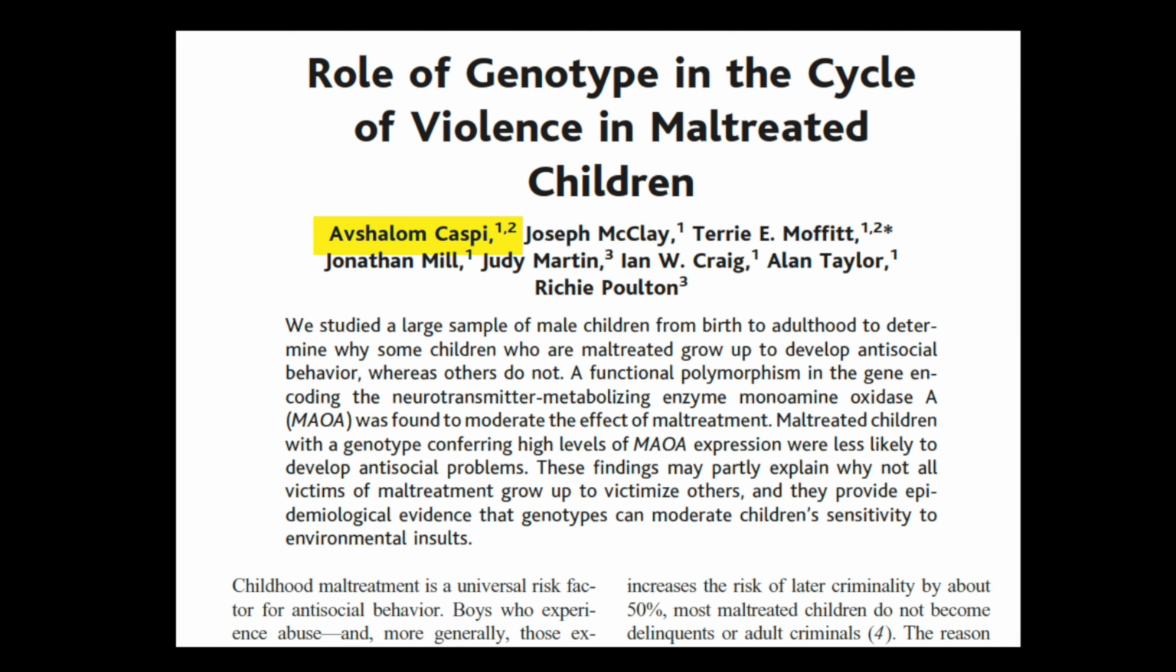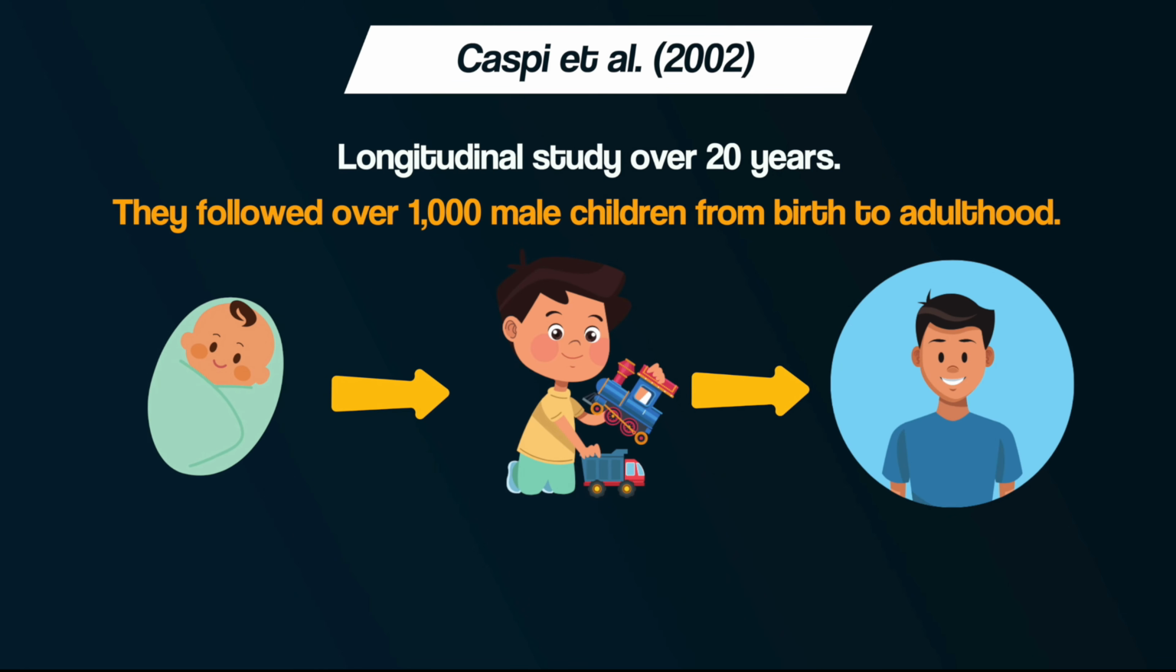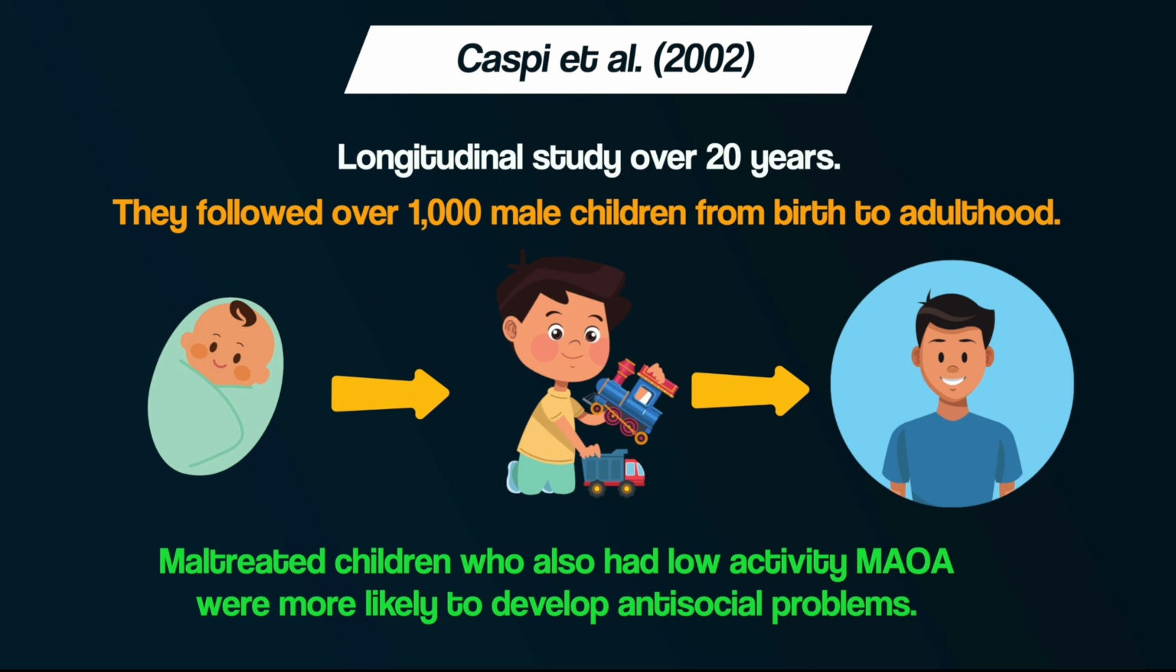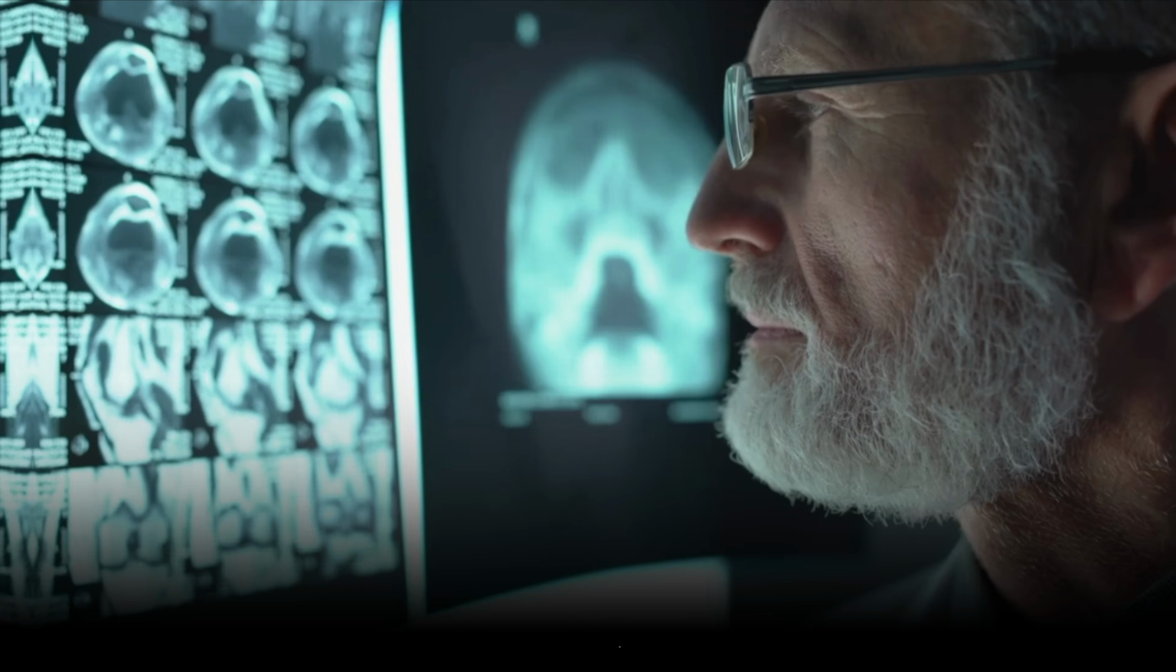Caspi et al. in 2002 conducted a longitudinal study of over 1,000 boys and found that those with the MAOA-L gene who were also maltreated in childhood were significantly more likely to develop antisocial behaviour. This supports the diathesis-stress model, which proposes that genetic vulnerability interacts with environmental stress to produce behaviour.